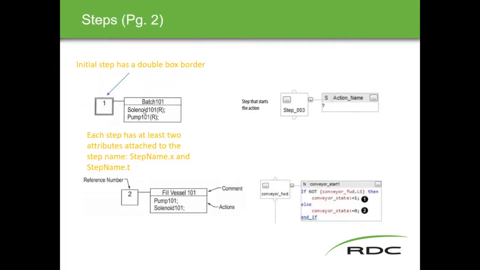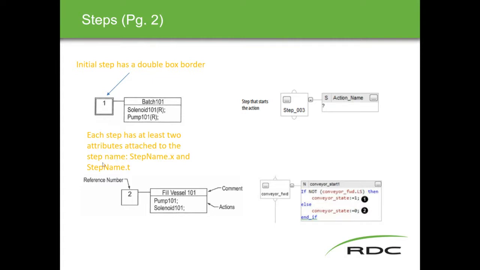Okay, first one is a step. A step in an SFC program is a square box with a number in it that indicates what step it is. The first step in the program, or the initial step, will have a double box border, whereas any subsequent steps will just have single box borders. There is another graphic that we'll talk about in a few slides that's a little bit different, but all the steps are in a box and have a number.